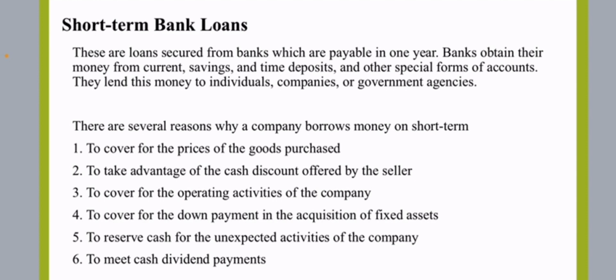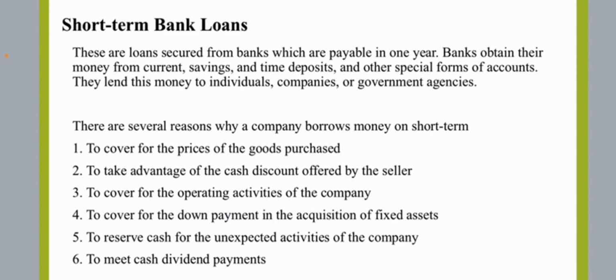The loans obtained from the bank are paid off on the maturity dates or by installment. Interest, on the other hand, is collected either in advance or at the end of the term. There are several reasons why a company borrows money on short term.